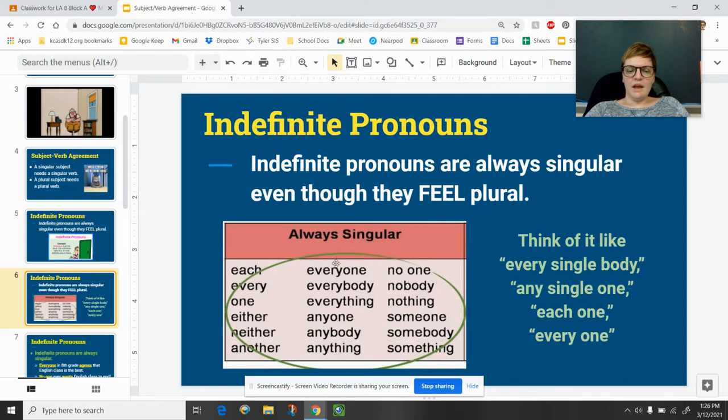So if we look at everyone, everybody, everything, those all feel like they should be a multiple thing. But if we think about it like every single body, every single one, each one, every one, we're singling out every individual thing, person, object, whatever. So if you see any of these words, you're always going to use a singular verb. This is a good chart to have close by while you work on practice exercises, this always-singular chart. Whenever you see those terms, it can be helpful so that you know you need a singular verb.